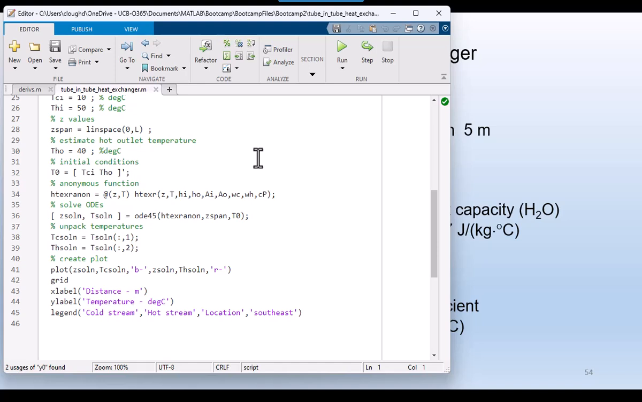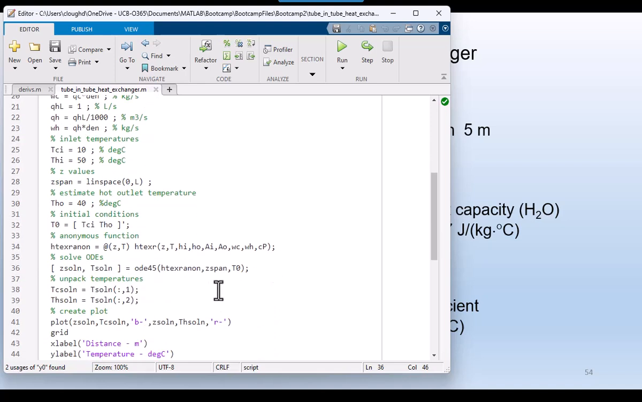So at that point, we set up our initial conditions, our anonymous function, and again here we include a number of these extra parameters to be passed through to our derivative routine, okay? And the heat capacity is the same because it's water, or relatively the same. We solve the equations, unpack the solutions into our cold and hot profiles, and plot them, right? Now, what we were making use of here was a function to compute the derivatives, HTEXR. So let's open that.